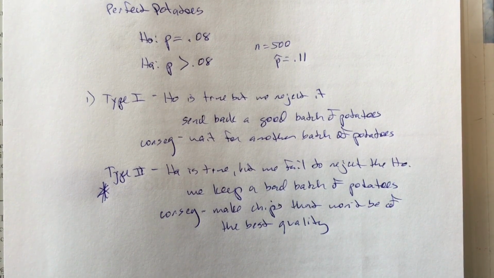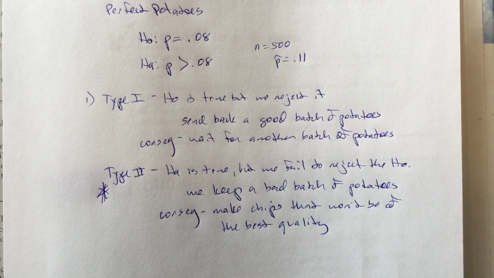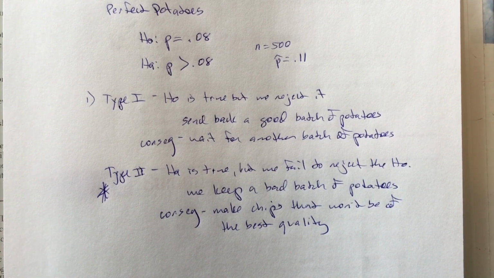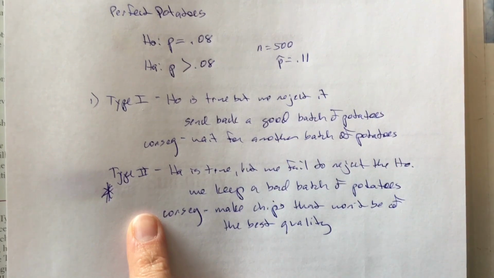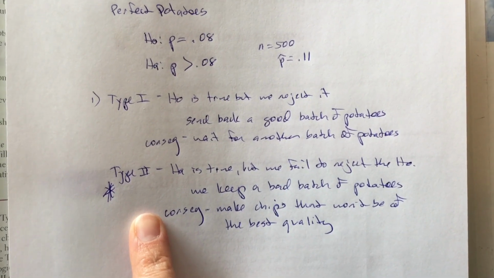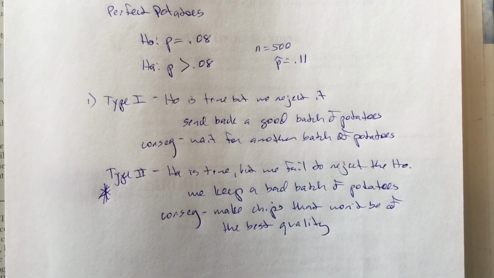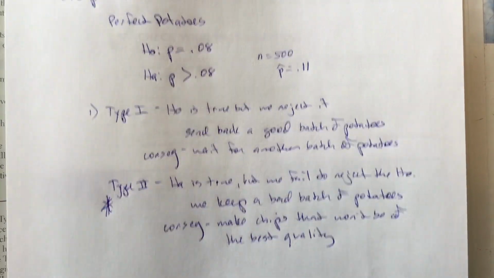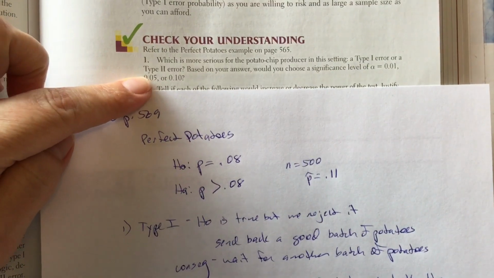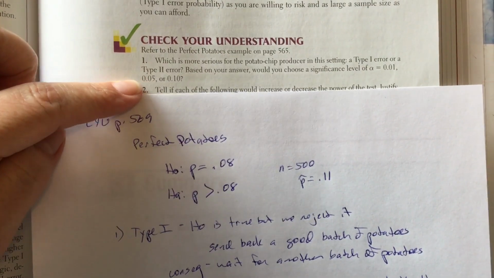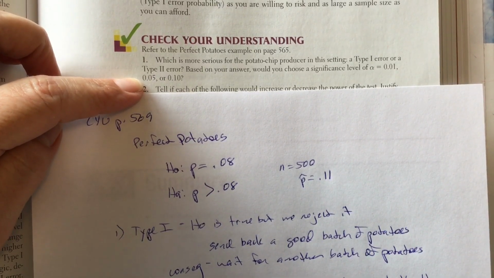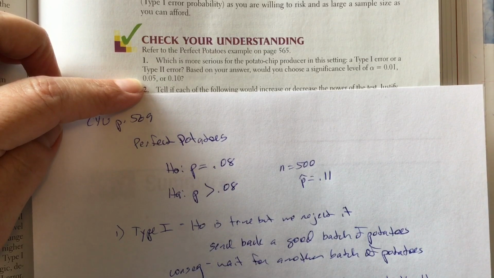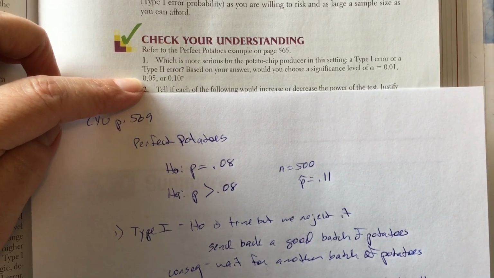So you're just going to have to think through and justify your choice. I think it's worse for me to sell bad potato chips and have my customers complain and not be happy than it is for me to wait a day for another batch of potatoes. So I think type 2 is worse in this situation. Based on your answers, would you choose a significance level of 0.01, 0.05, or 0.10? Well, let's see.